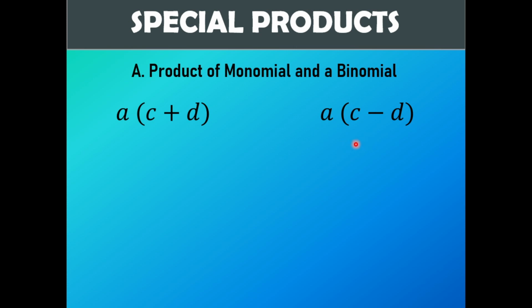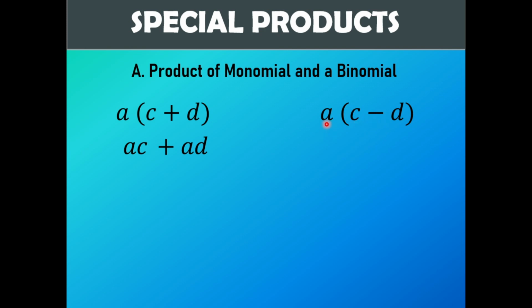So we can use the distributive property of multiplication to determine the product of a monomial and a binomial. So step 1, we're going to distribute A to each of the terms in the binomial. A times C is AC, and A times positive D is positive AD. So our final answer is AC plus AD. In the next example, A times quantity C minus D. The difference in this example is that the operation in the binomial is subtraction.